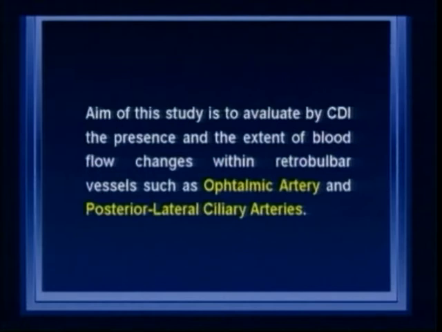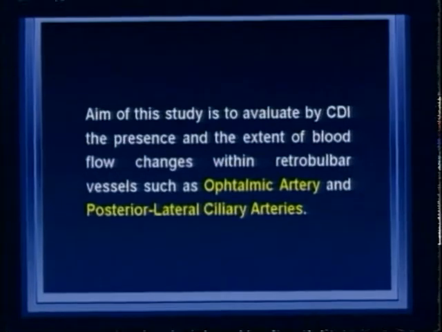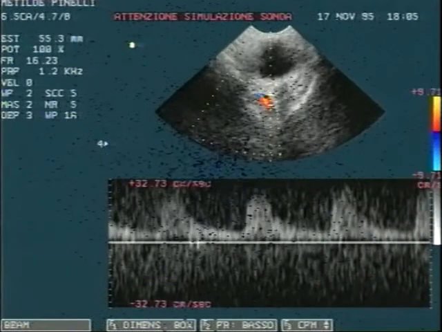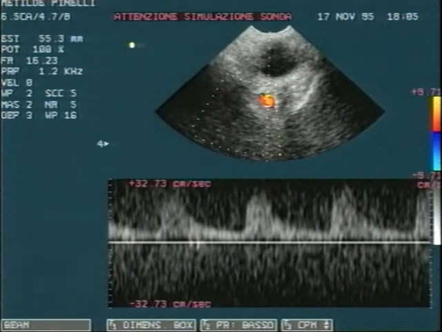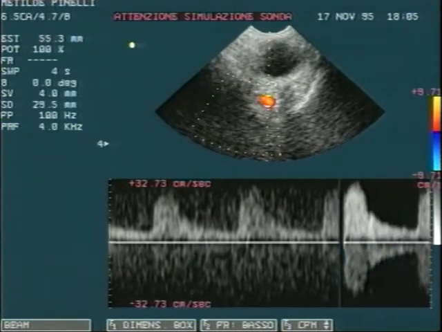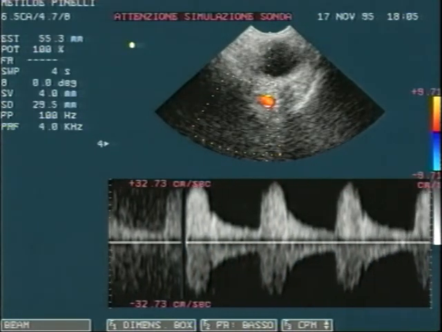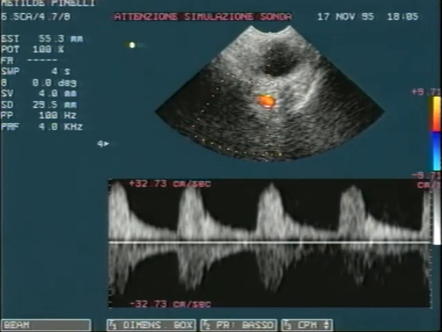The aim of the study is to evaluate by color Doppler imaging the presence and the entity of blood flow changes within retrobulbar vessels such as the ophthalmic artery and posterolateral ciliary artery. The main purpose of our trial is the acquisition of data concerning the pathogenetic mechanism of STG, which is yet debated.